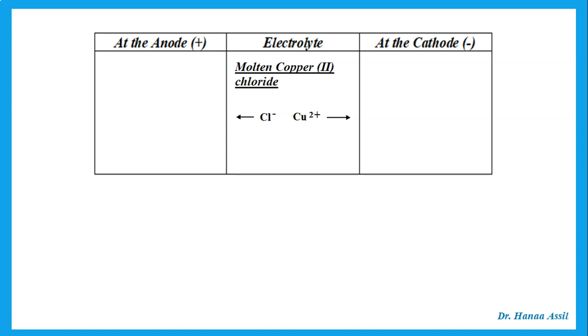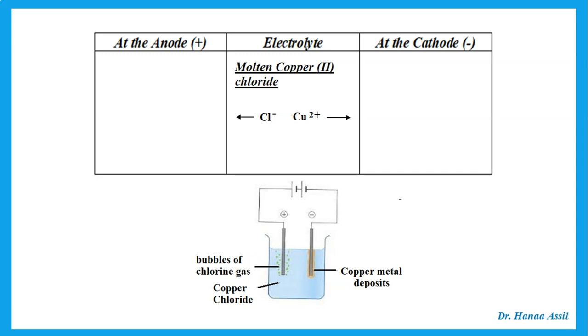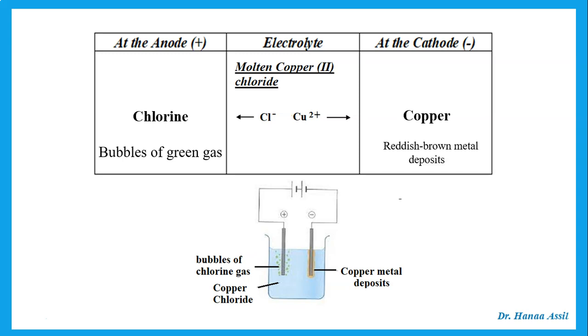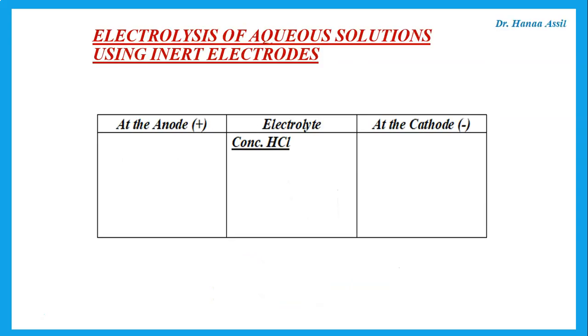What if we're doing molten copper(II) chloride? Of course, the non-metal goes to the positive electrode and forms chlorine, which is bubbles of green gas. The copper will form at the cathode, which is a reddish-brown metal.